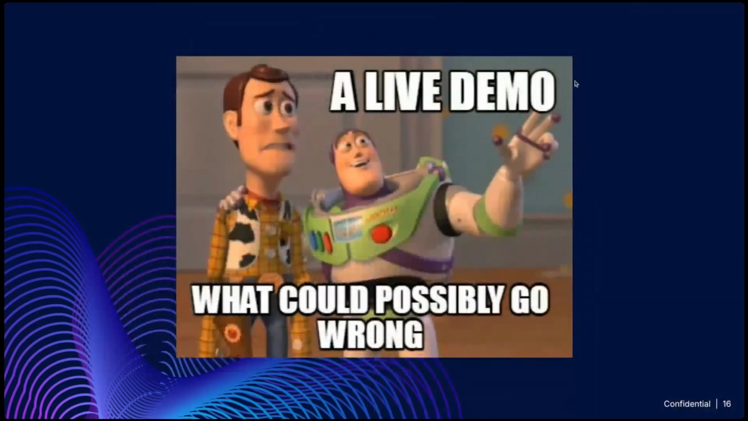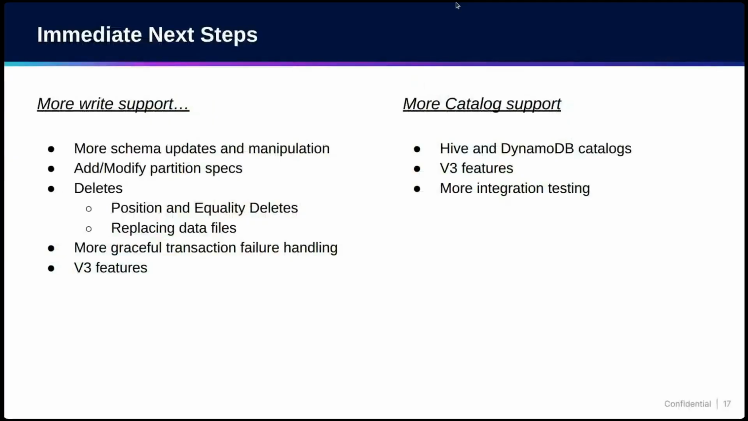Anyways, so immediate next steps that we're working on for Iceberg Go. Looking at adding more write support. We want to add handling partition specs, position, adding writing deletes, graceful transaction failures, and obviously the rest of the V3 features. And finally, we want to add more of the catalog support, which I already mentioned. Don't need to repeat.